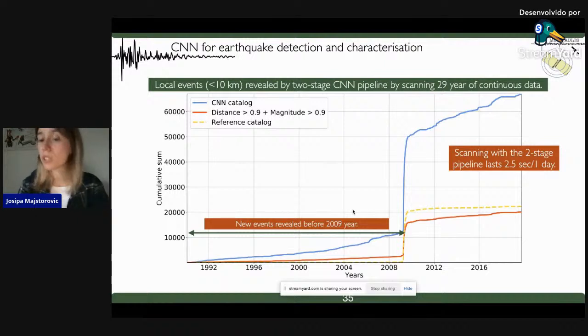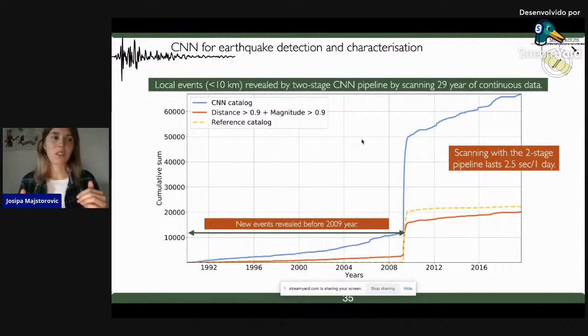What is important to say is that this two-stage CNN pipeline is able to scan one day in 2.5 seconds. And luckily my data were divided in 4 periods of time, so I was able to continuously scan these 4 periods. I was able to obtain this catalog in 3 hours. So you see the power of these CNN models: being able to have this information in such a short time, and to catch some new information using only one station. We have to remember that this is only using one station.